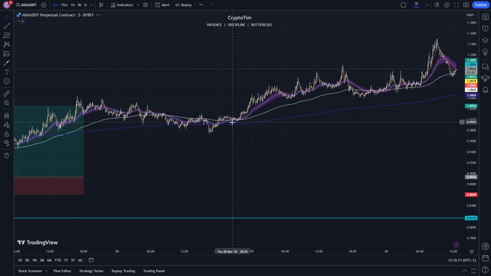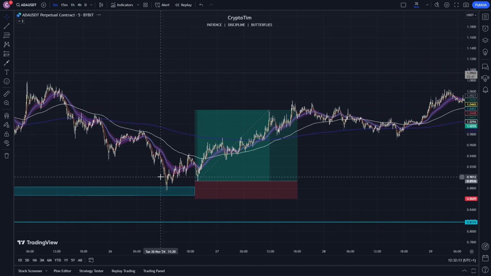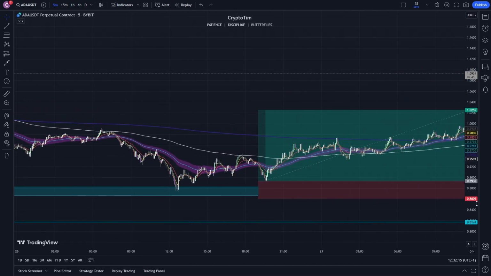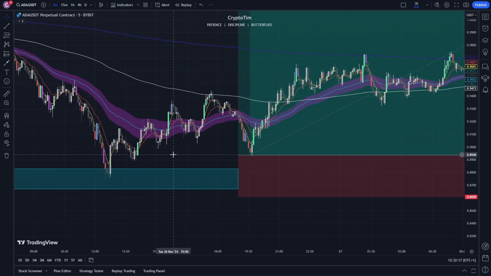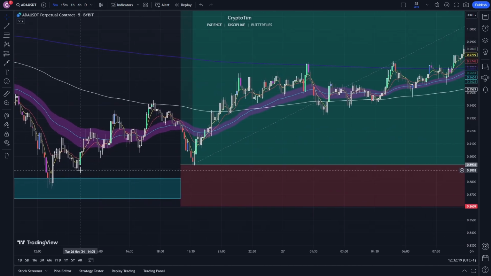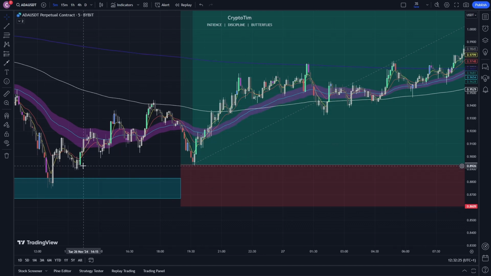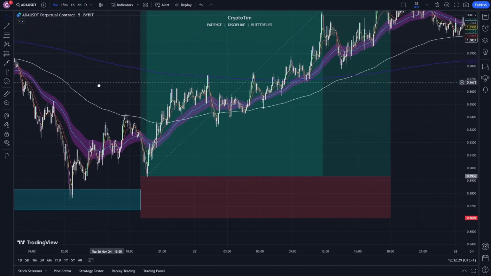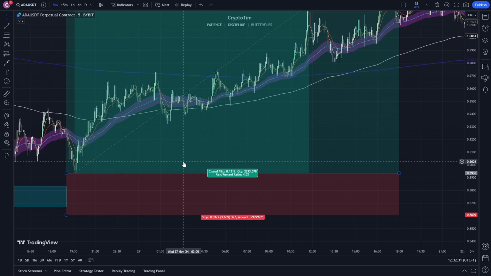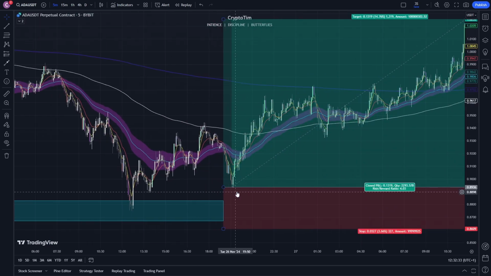If we look at our entry, we could see we pretty much sniped this entry, so it hit perfectly and bounced off there. So they did recover this vector candle and didn't look back, they went up straight, so very, very clean entry.